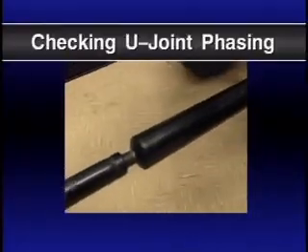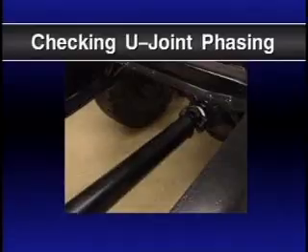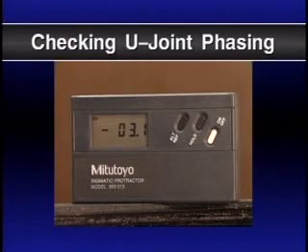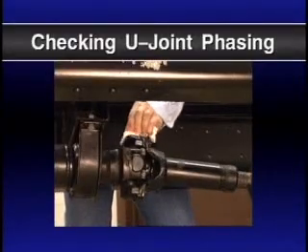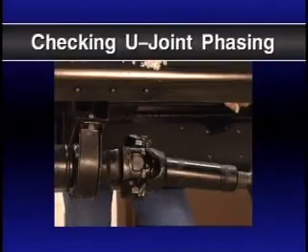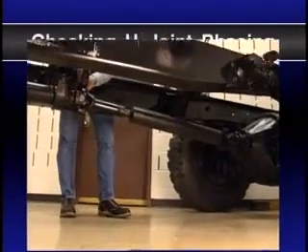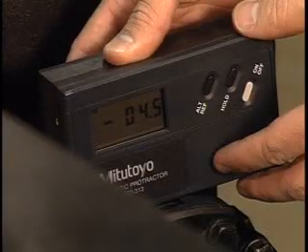Visually check to make certain that the U-joints are parallel. Then use an inclinometer to measure the angle of each U-joint yoke. But first, clean the surface where you are measuring to make certain it is free from dirt and burrs. Place the inclinometer on the surface of one U-joint and read the angle.